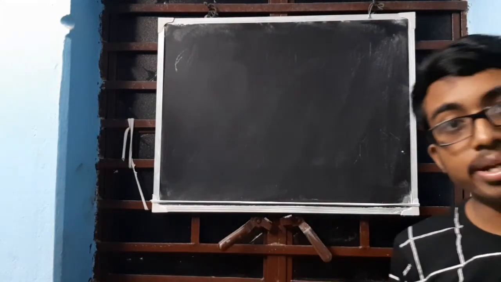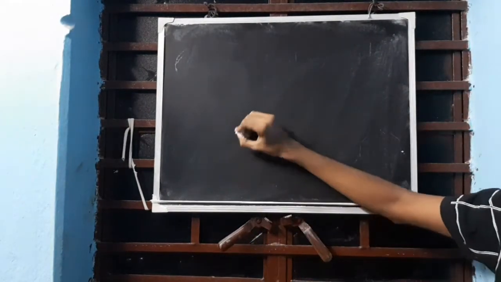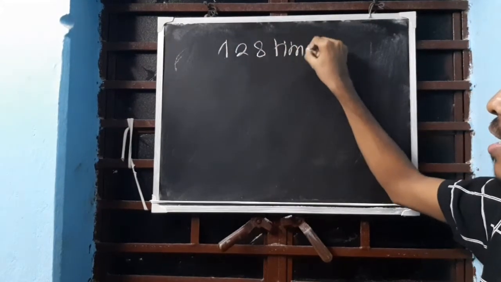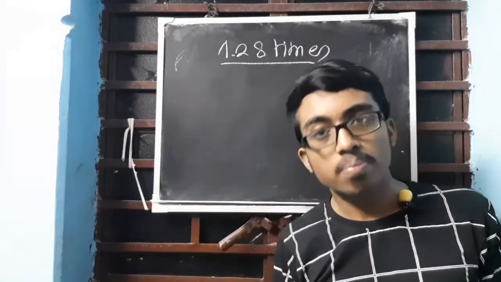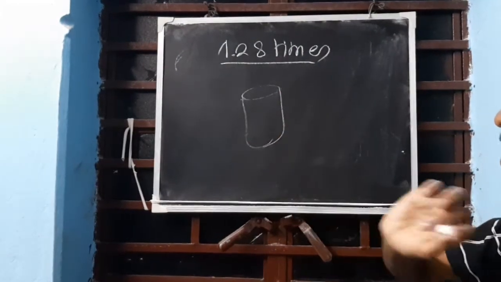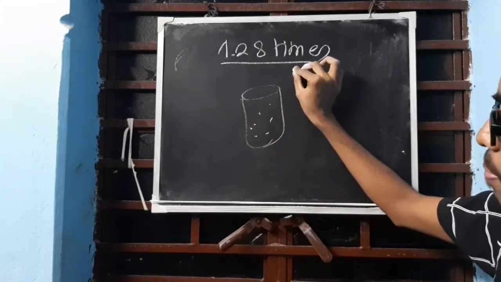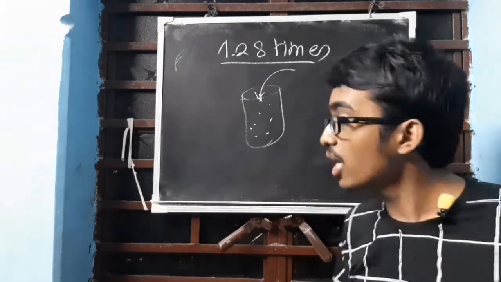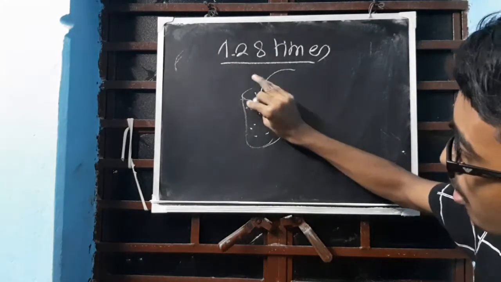Next, hydrogen chloride gas is collected by. Understand this first. Hydrogen chloride gas is heavier than air. 1.28 times heavier than air. Now tell, if something is heavier than air, where will it tend to go? Below or up? Below. Suppose there is a cylinder. Inside the cylinder there is air initially. Now we are pouring in some HCl. Now what will happen to the air? Air will move up.